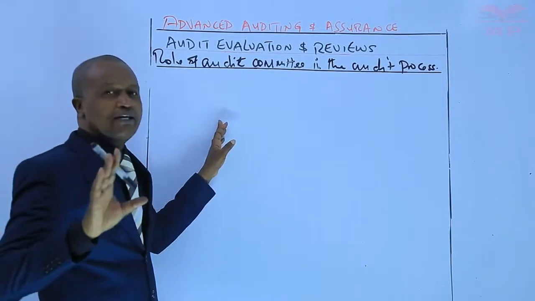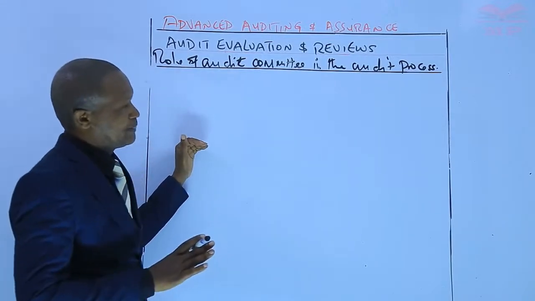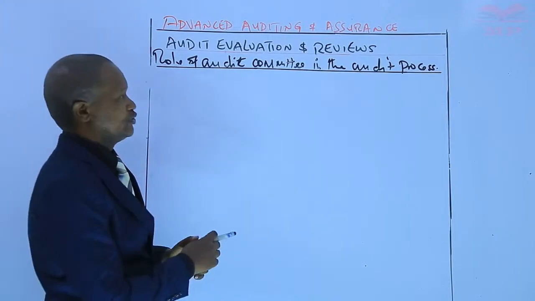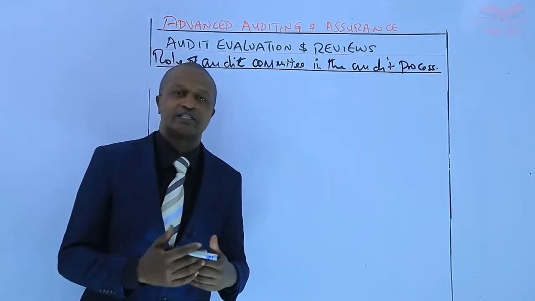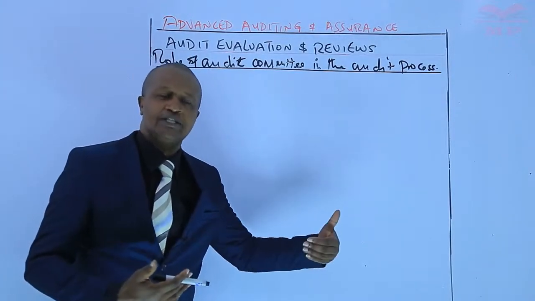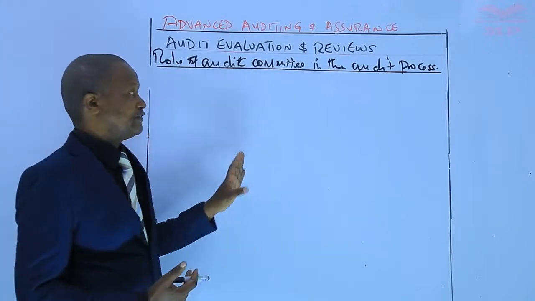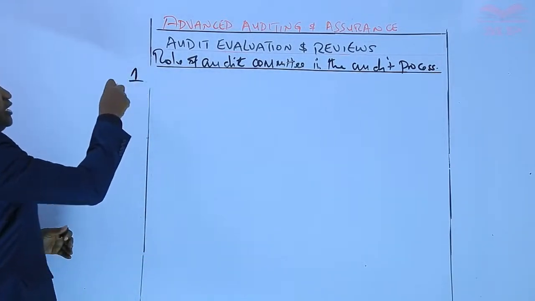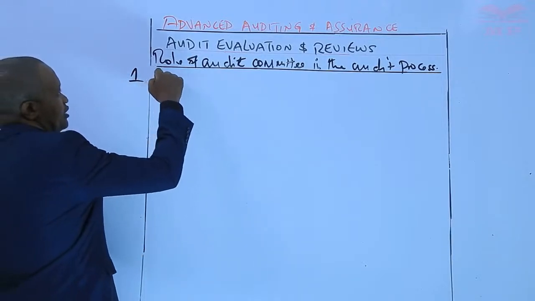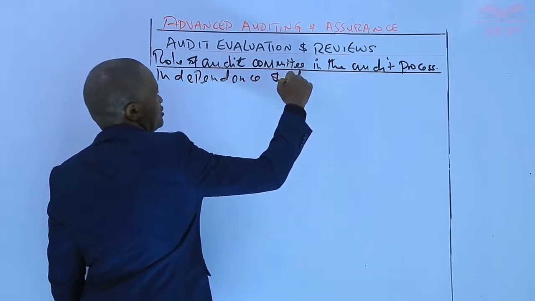So, what are the primary responsibilities of the audit committee in the audit process? That's what we are going to study in our today's lesson. And therefore, by the end of this lesson, you should be able to explain the role of audit committee in the audit process. We are going to study several roles. One is independence and objectivity.